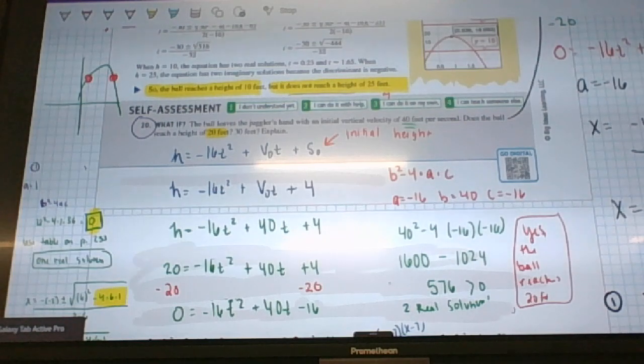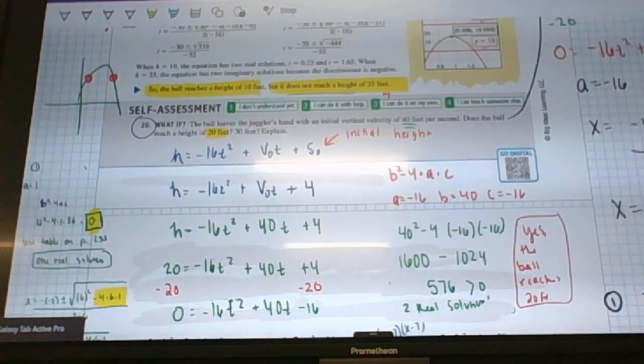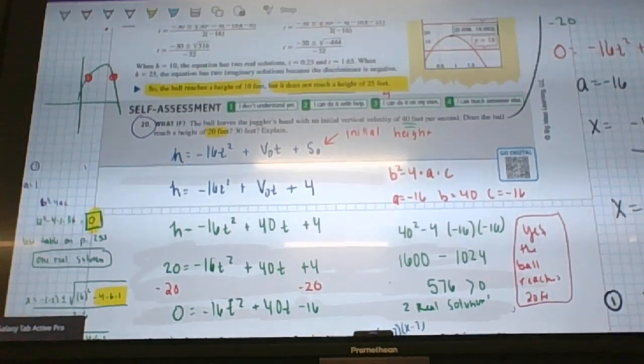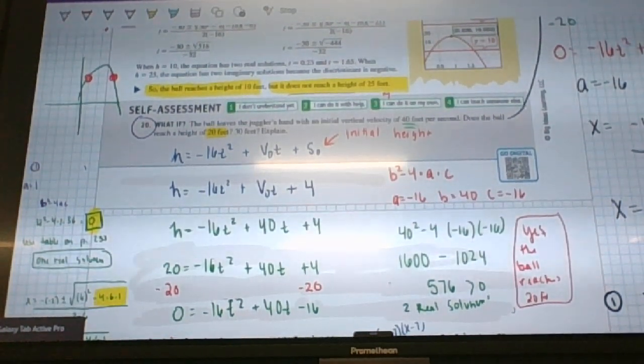Which would be good to know. For anything that's supposed to intersect or collide in the air, two projectiles, you have to know exactly when they reach 20 feet.